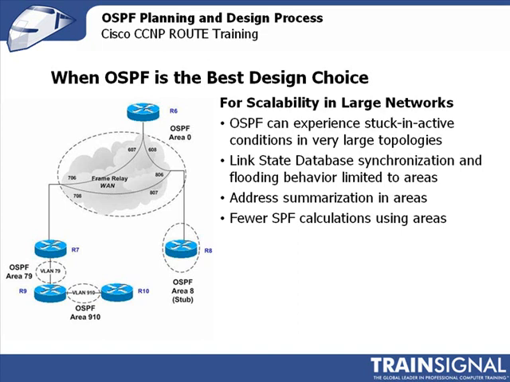The link state database synchronization and flooding behavior is limited to areas. It's not something that's propagated throughout the entire network, but is actually subdivided. Address summarization is handled per area, which can save resources. And because of the hierarchy of OSPF, the shortest path first calculations, which are done twice, by the way, every time the table is updated, are restricted to these individual areas. So it can be much more scalable in large environments.